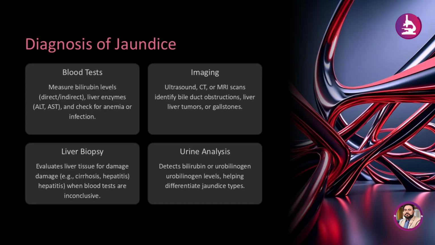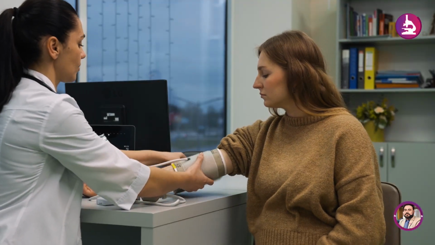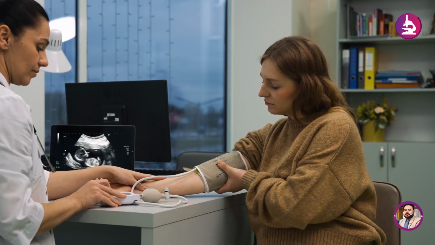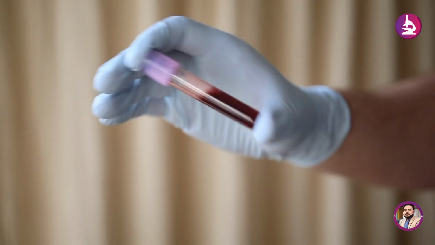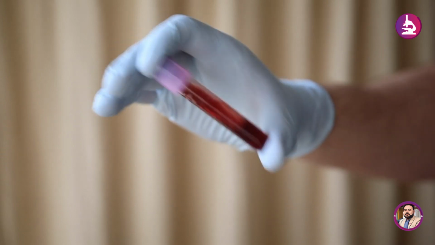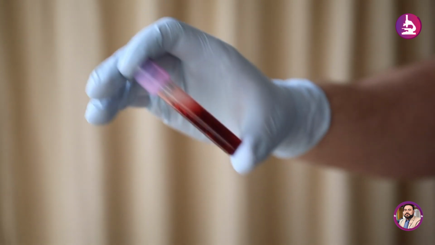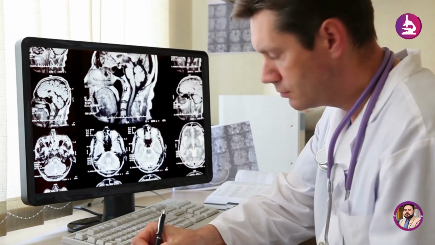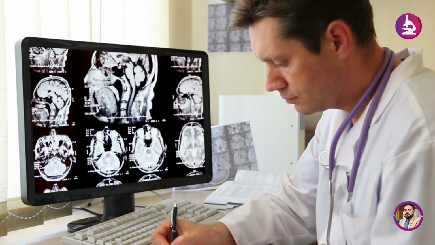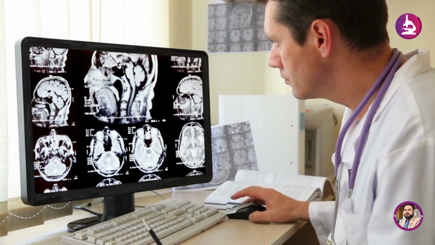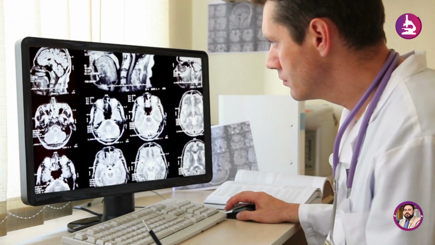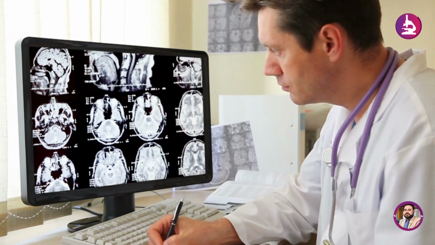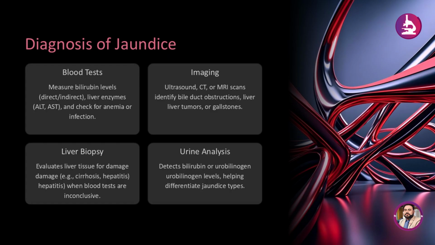5. Diagnostic approaches. Diagnosis begins with a physical examination and medical history, followed by laboratory and imaging tests. Blood tests measure bilirubin levels, direct and indirect, liver enzymes (AST, ALT), and markers of hemolysis. Imaging studies like ultrasound, CT, or MRI detect liver abnormalities, gallstones, or tumors. In obstructive jaundice, ERCP, endoscopic retrograde cholangiopancreatography, may be used for both diagnosis and treatment. A liver biopsy is sometimes necessary to assess tissue damage in chronic liver diseases.